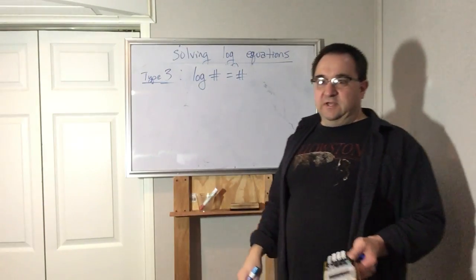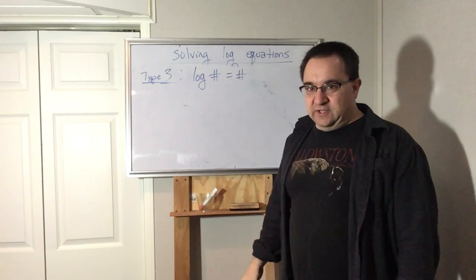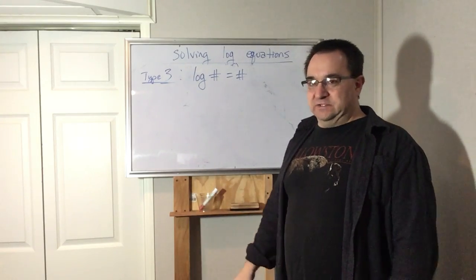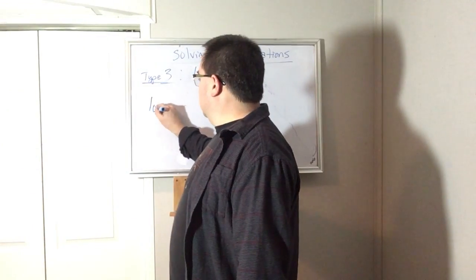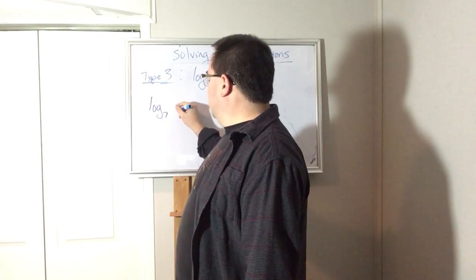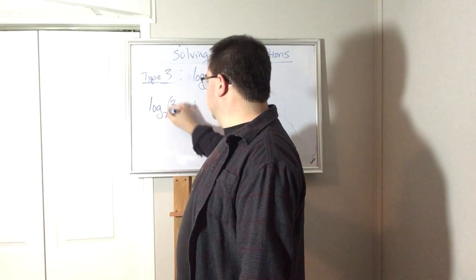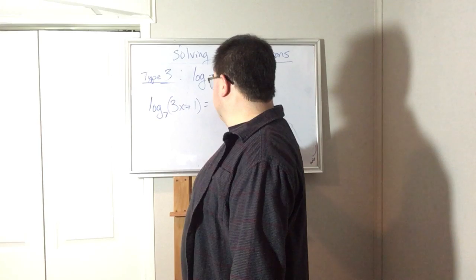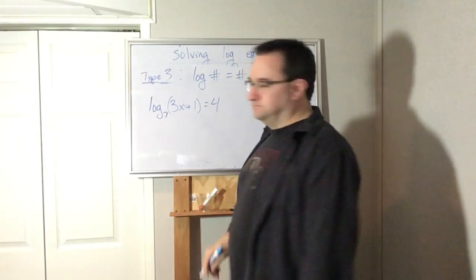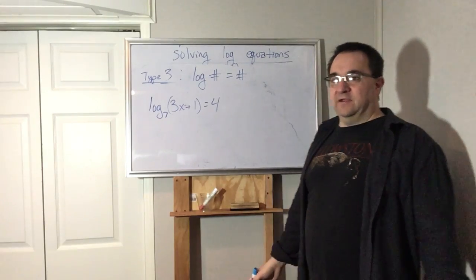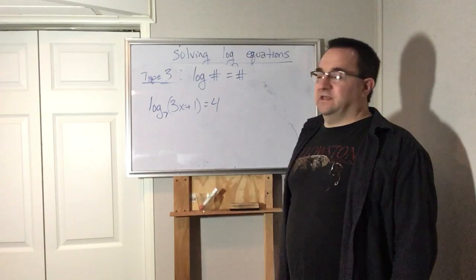Now, type 3 is when you have a logarithm on one side only. There's a logarithm only on one side of the equation. So, for example, log base 7 of 3x plus 1 is equal to 4. How the heck am I supposed to figure out what x is? I can't plug that into my calculator.